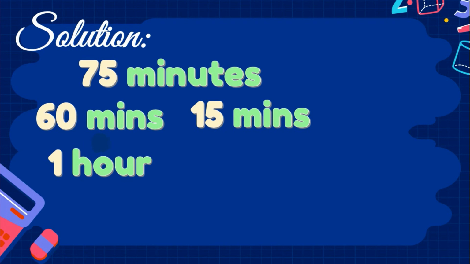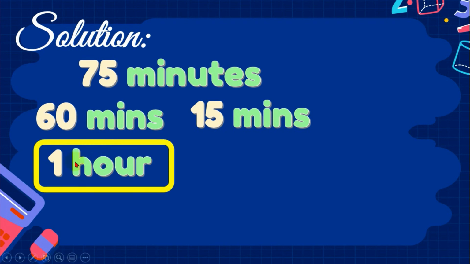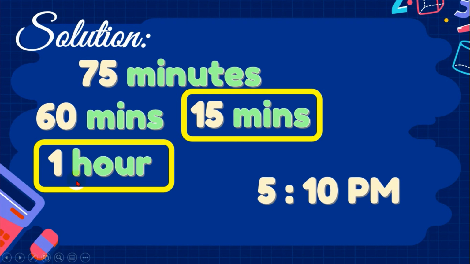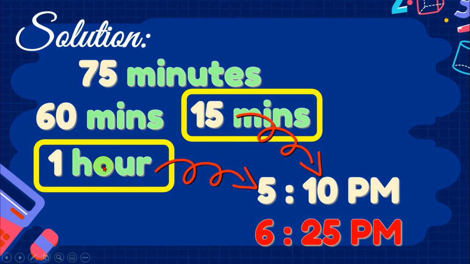Okay? Ngayon, ang gagawin natin is that etong 1 hour natin na to, at saka 15 minutes na to, yun ngayon yung idadagdag natin sa 5:10 p.m. natin para malaman natin kung anong oras dumating yung bus. Okay? So, you just add 1 hour to 5. You just add 15 minutes to 10. Okay, so that would be 6. So 1 plus 5 is 6. 15 plus 10 is 25. Ibig sabihin, dumating yung bus ng 6:25 p.m.